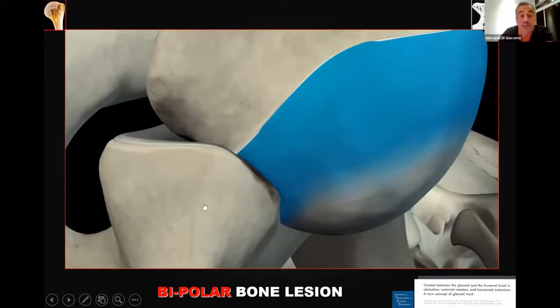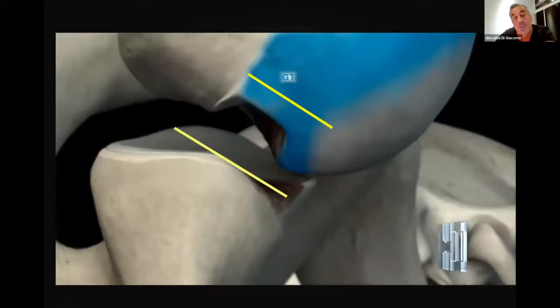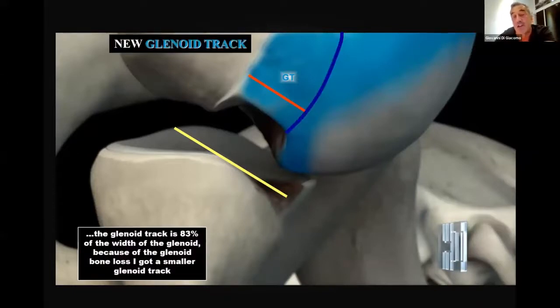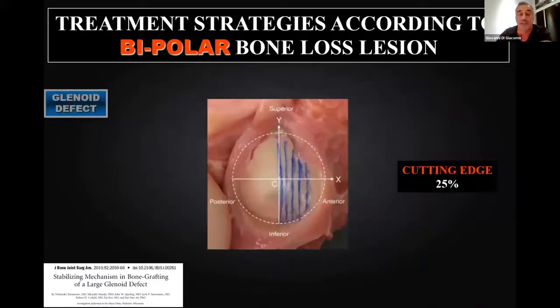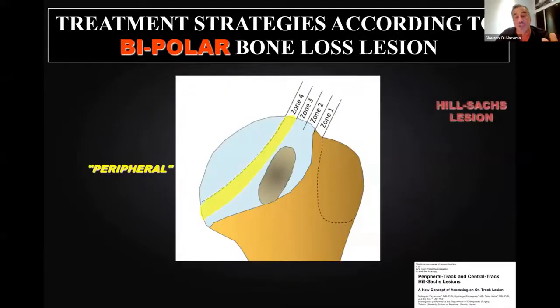And you can measure this because if you know that the glenoid track is 83% of the glenoid width, we know that this is the normal glenoid track. But because here there is a glenoid bone loss, of course, the width of the glenoid is smaller. And the smaller is the glenoid, the smaller is the glenoid track. The smaller is the glenoid track, the more possibility you have that the Hill-Sachs is off track. So it is unstable from the bone point of view. That is interesting. So we have to consider patients that have glenoid bone loss and also the position of the Hill-Sachs.